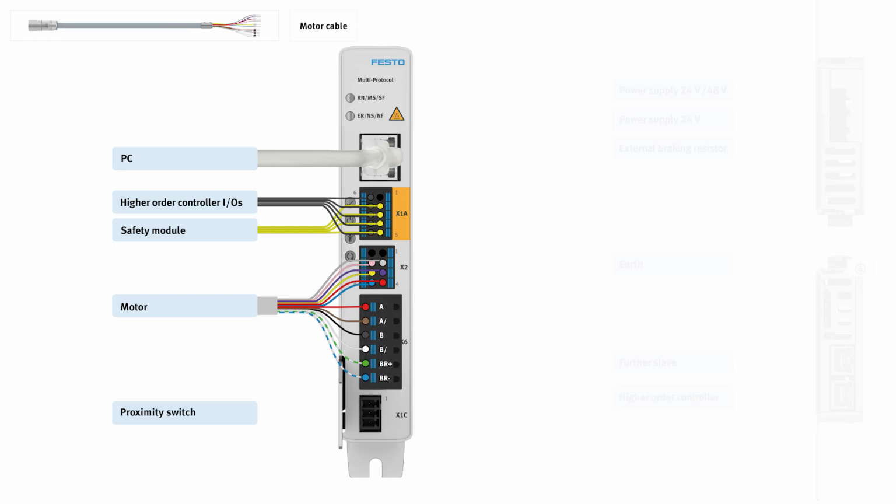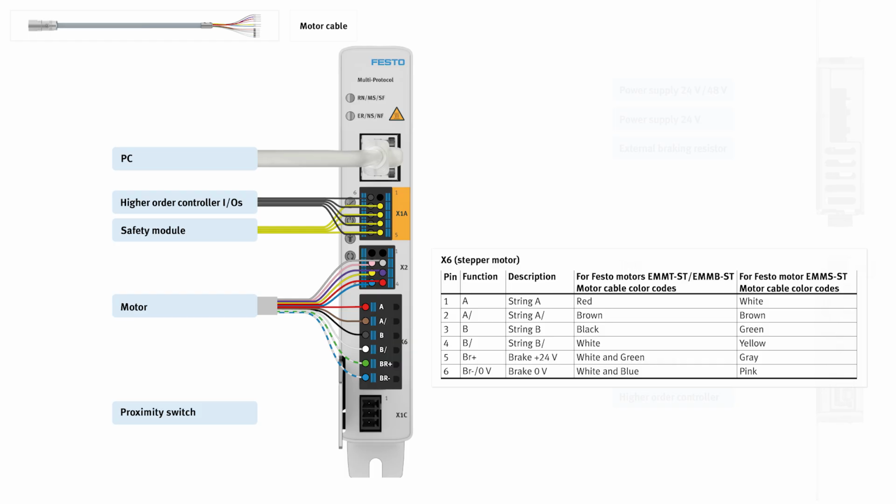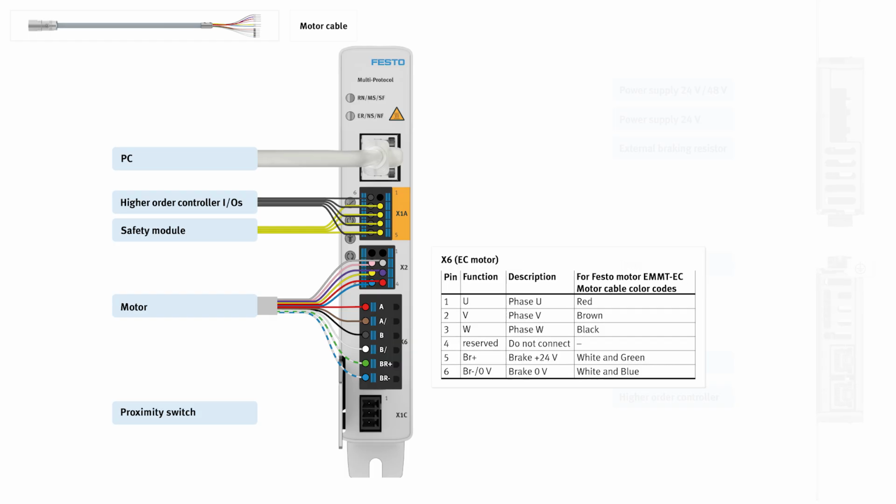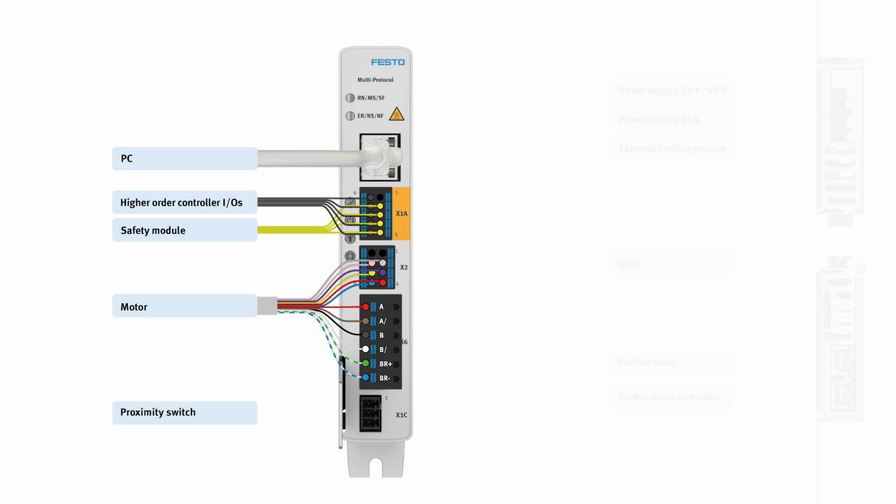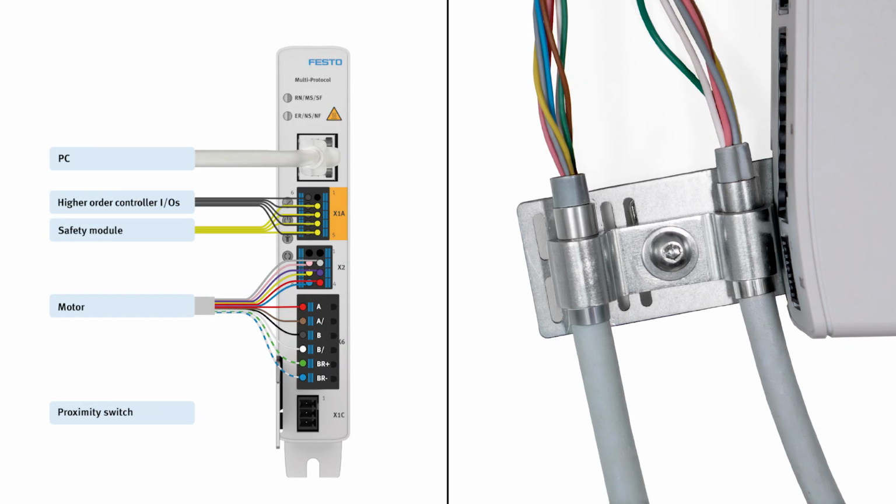Motor power and brake to CMMT-ST-X6 port via motor cable. If stepper motor is used, here are the pinout details for the connection. If EC motor is used, here are the pinout details for the connection. Note: use the metal clamp to connect the motor cable shield to the drive shield plate as shown in the right-hand side picture.